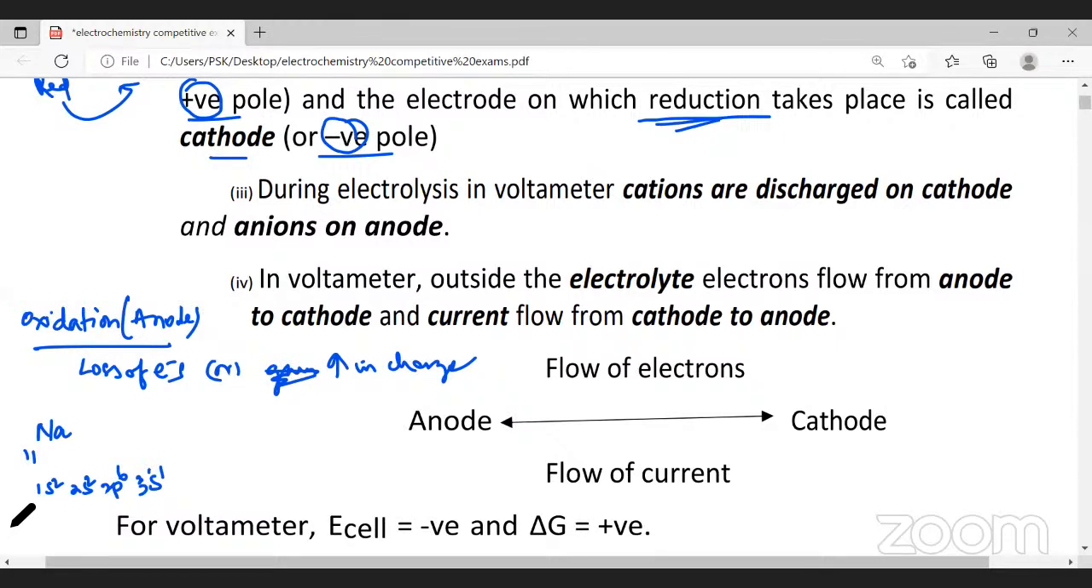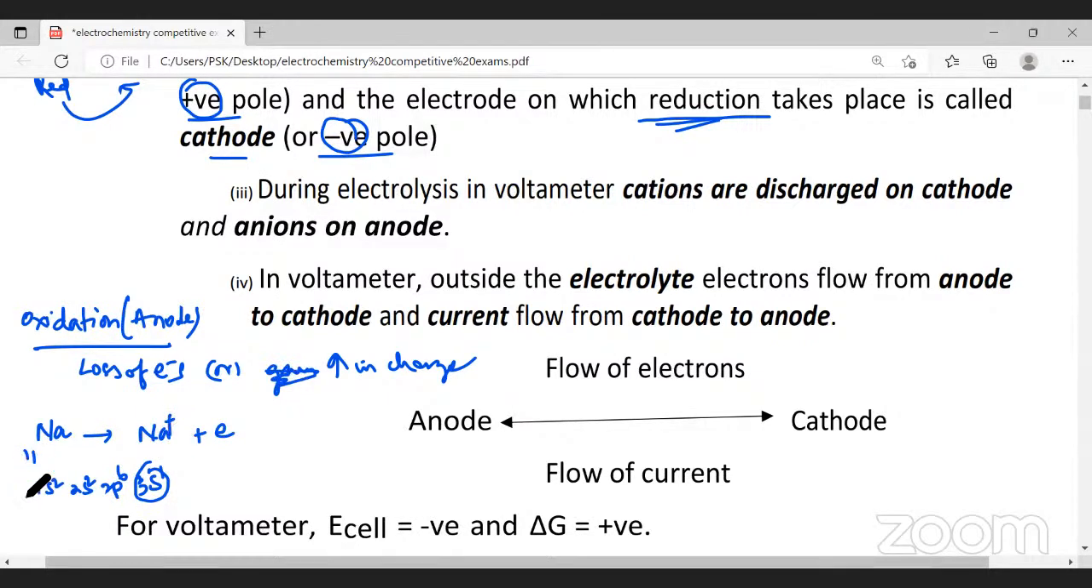So 1. Is it stable? When is an element said to be stable? When it has 8 electrons. Since it has only 1 electron, this will be unstable. When it is unstable, this electron is lost. When this electron is lost, sodium will gain 1 positive charge.